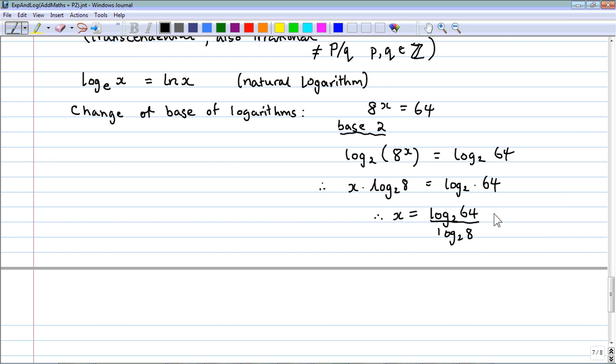Now, by the way, this should be obviously true to you because 64 is the sixth power of 2, 2 to the 6, so this is 6, and 8 is the third power of 2, 2 to the 3, this is 3. The answer is 2, and you can verify, yes, 2 is the correct answer.